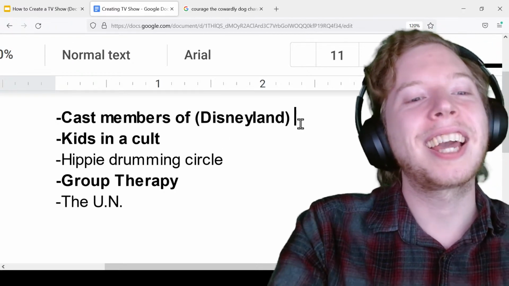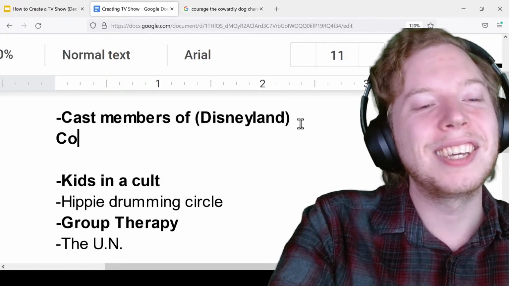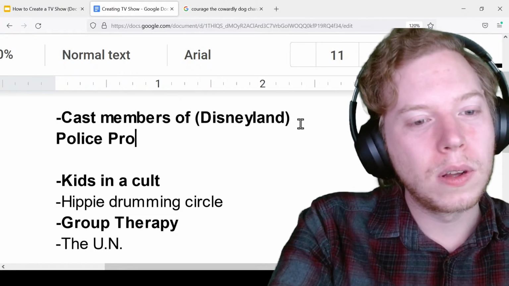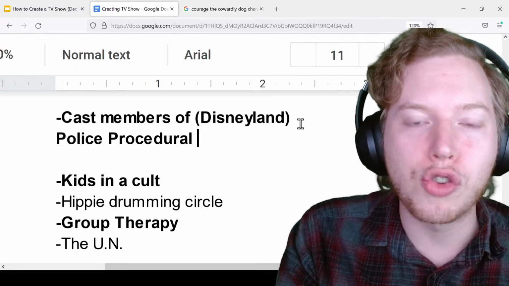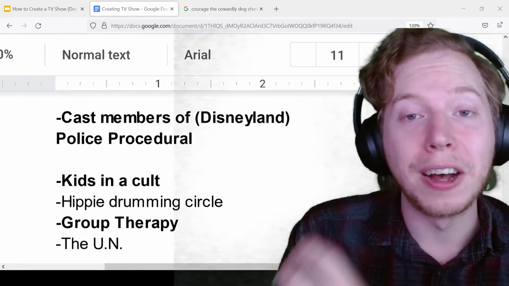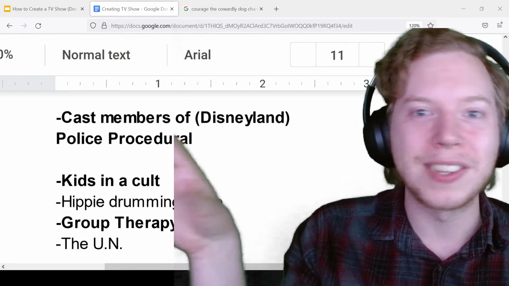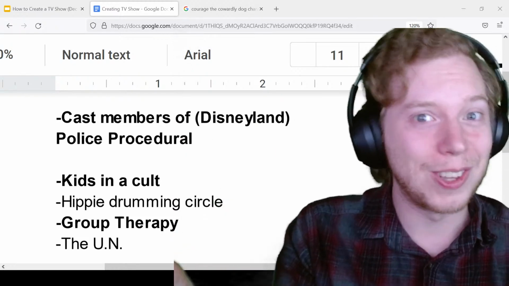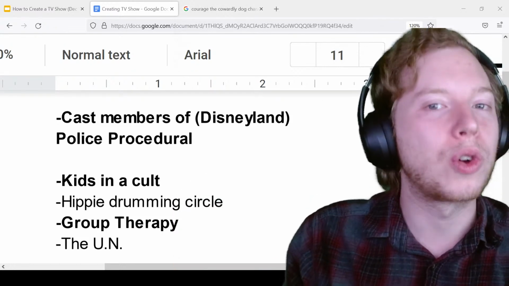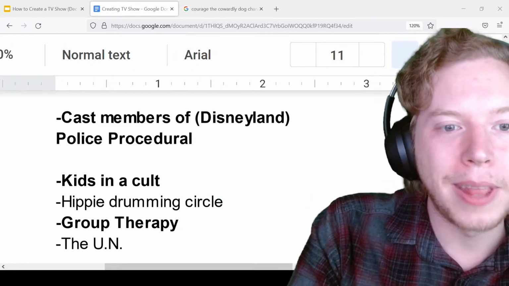I kind of like Disney police procedural because Disney actually has a crazy advanced security network, and they have like an army of guards, cameras, investigators. Like we could actually do this show based on the security at a Disney type theme park. That's actually a cool idea. I like that. Let's go with that.